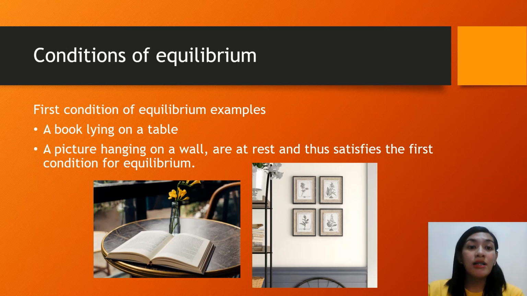So other examples of satisfying the first condition of equilibrium is your book lying on a table. So the force exerted by the book is cancelled out by the force exerted by the table. So if you remember our laws of motion, diba, we have your third law, the law of action and reaction. Okay, so another is the picture hanging on a wall. So these are translational equilibrium.